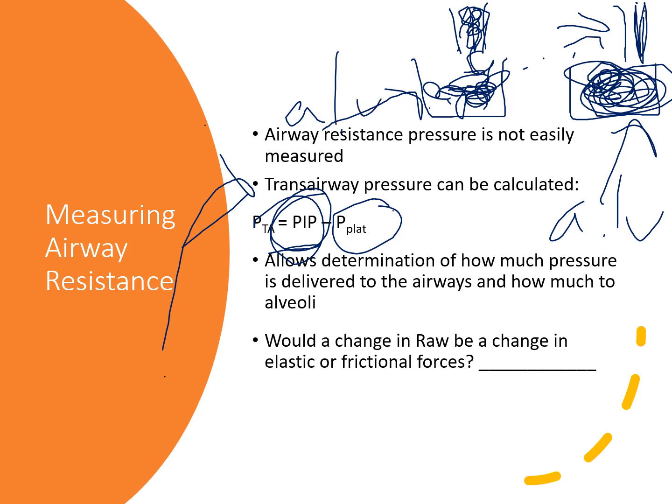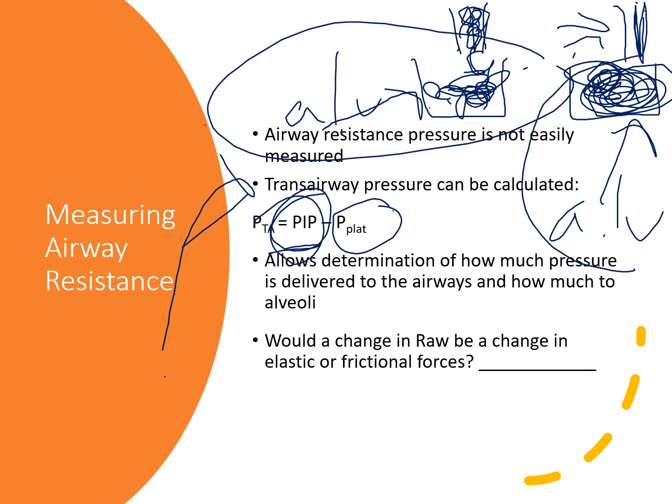If their alveolar pressure didn't change, right? Alveolar pressure stayed the same, so plateau pressure stayed the same, then what did we have? We had a change in our radius. We had a change in airway resistance. Another analogy that I like to put in here is with compliance and resistance.